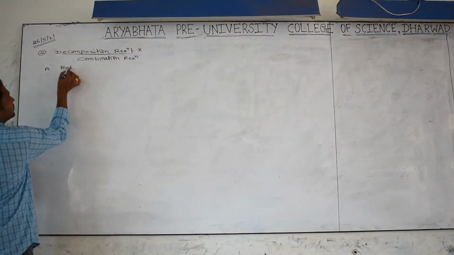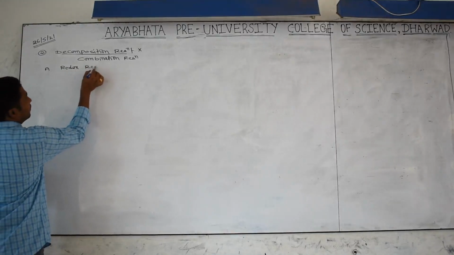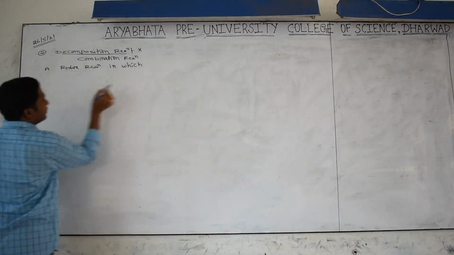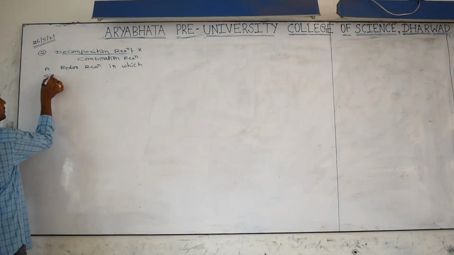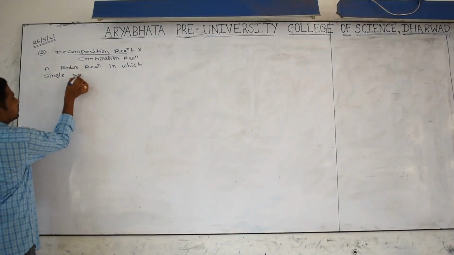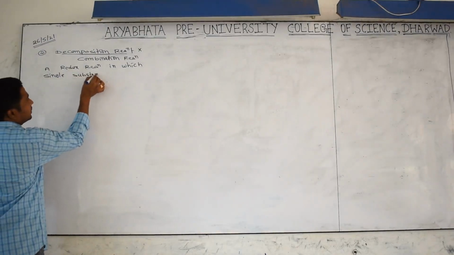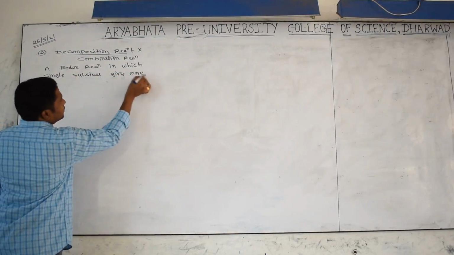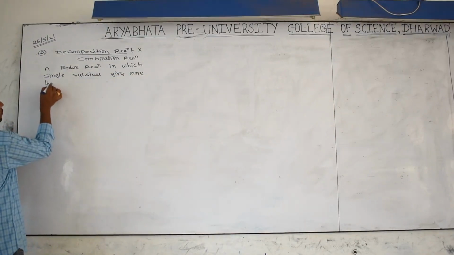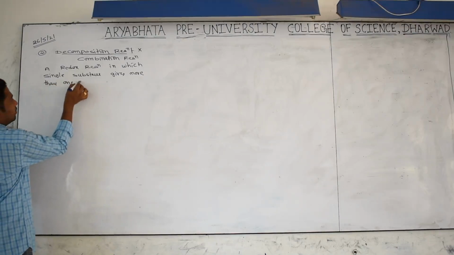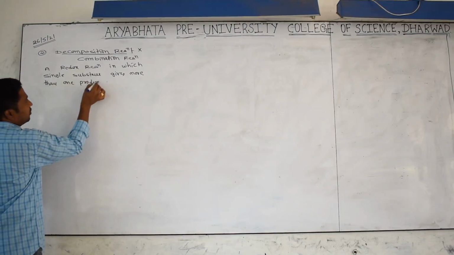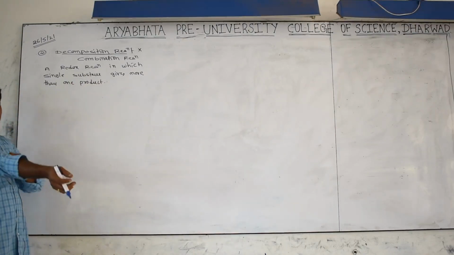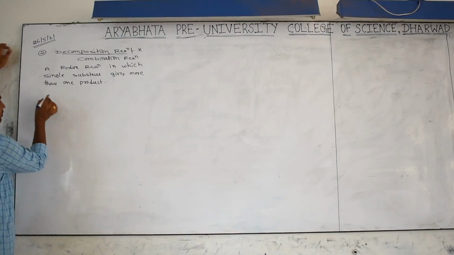A redox reaction in which a substance gives more than one product is called a decomposition reaction. I think anybody can tell. I will just tell you one example.